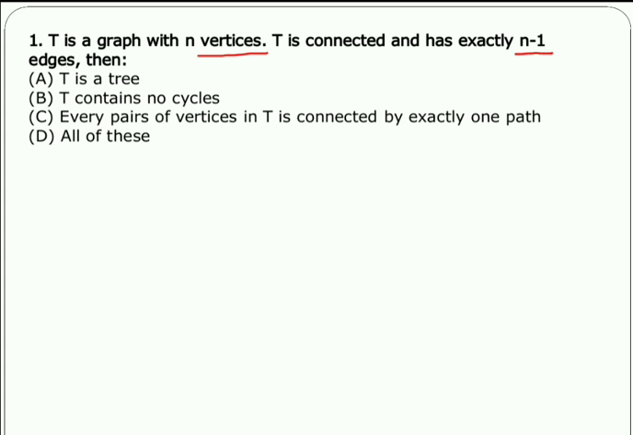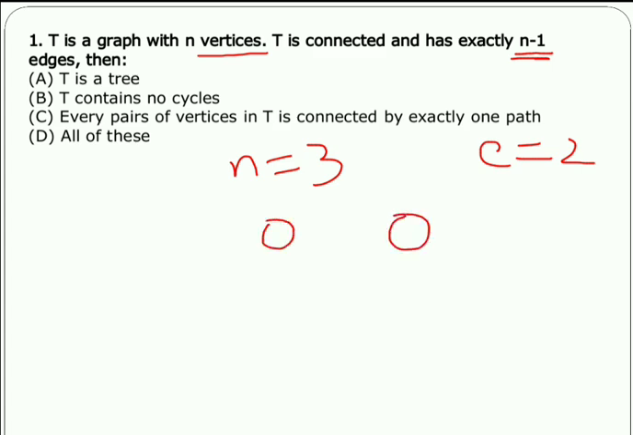So they have given that T is a graph with n number of vertices. Let us consider this n number of vertices as 3. So we are considering the n value as 3. Okay. So T is connected. That means all the vertices in T are connected and it has exactly n minus 1 number of edges. That means the edges must be 2 here. n minus 1 is 2. Okay. So now let us draw a diagram here based on the given criteria. So we have 3 vertices and 2 edges. 2 edges. Right. So now it is a tree, right?